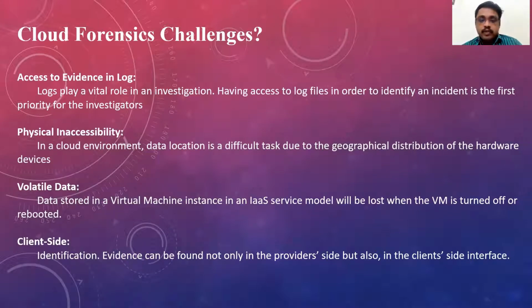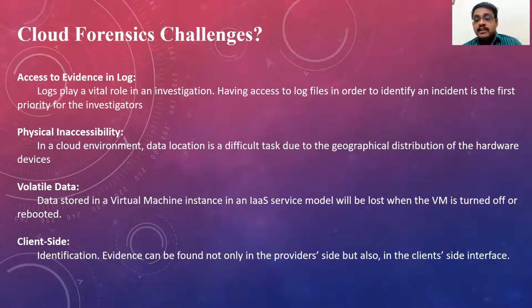The third one is volatile data. When a virtual machine instance in an IaaS service model is shut off or rebooted, the data saved in it is lost. This leads to the loss of critical evidence such as registry entries, processes, and temporary internet files. An adversary can launch an attack on a virtual machine with no persistent storage synchronization. When the attack is completed, the adversary can shut down the virtual machine instance, leading to a complete loss of volatile data if no further countermeasures are installed.